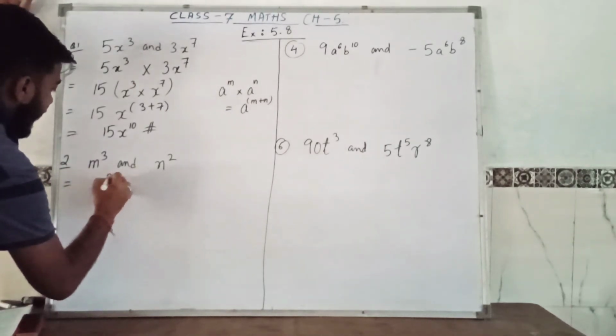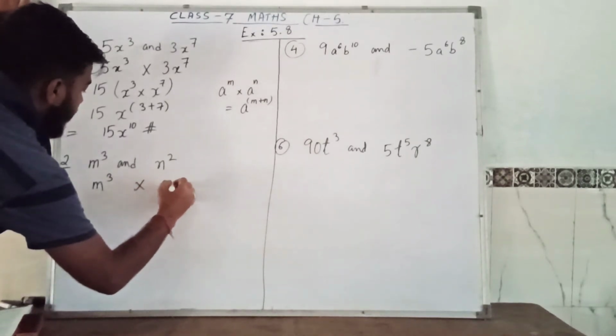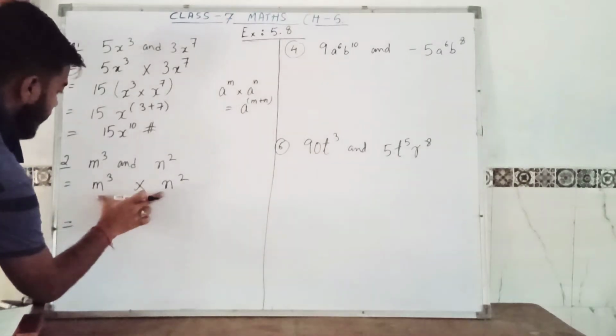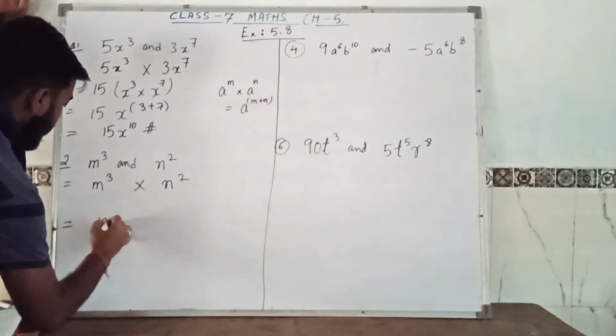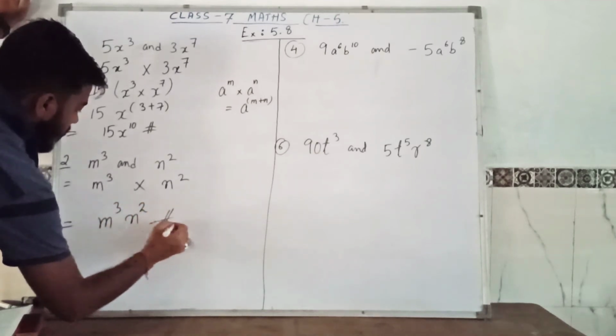m cube, and means what? Multiplication. The question is saying multiply it by n square. So m and n, they are not the same, right? They are not the same, so it will be m cube n square. Simple. Correct?